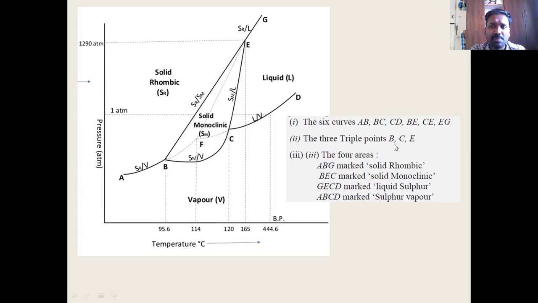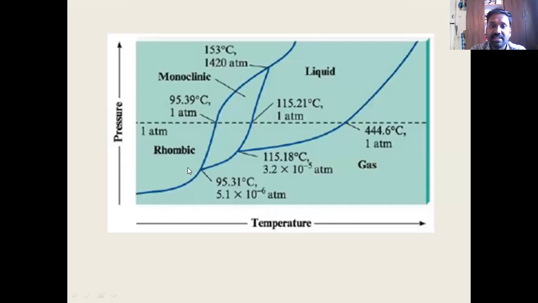What do you mean by triple points? A triple point is that point in the phase diagram where 3 phases are in equilibrium. Is it not? Okay, fine. Now let us see where the triple points are in this diagram. Look at this point. This is the point.